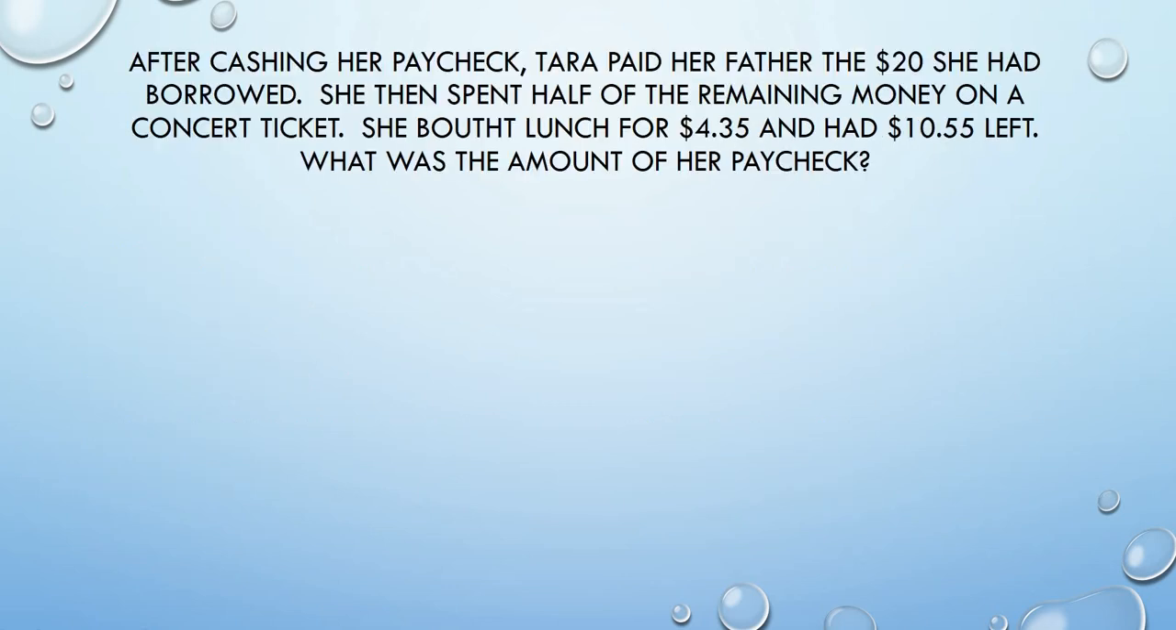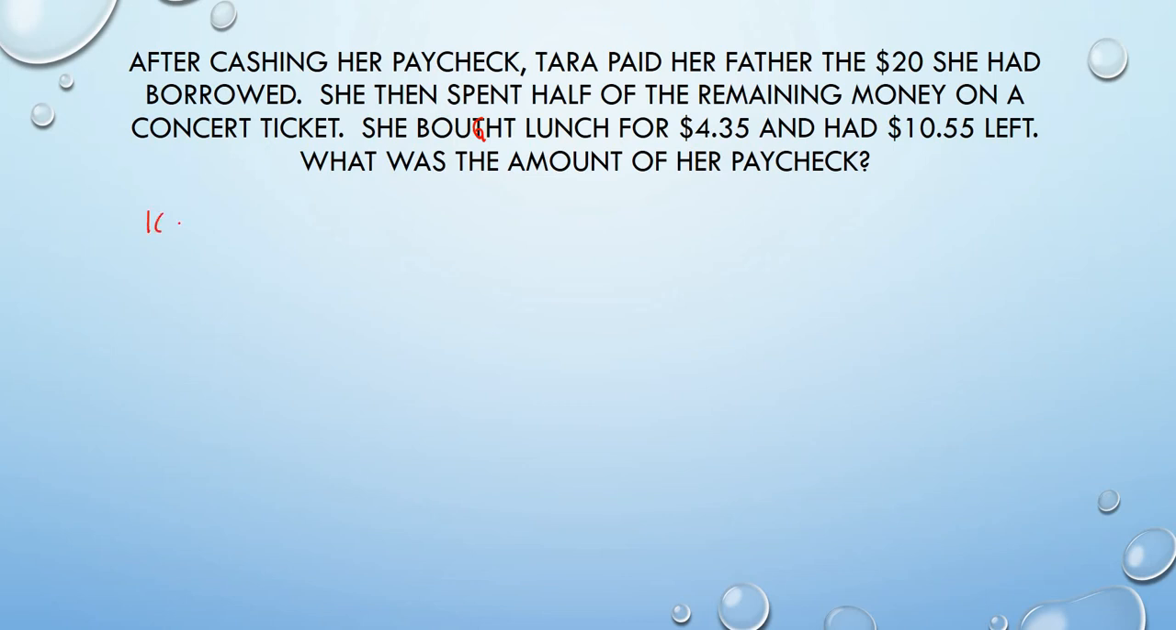So copy this down. After cashing her paycheck, Tara paid her father the $20 she borrowed. She then spent half of the remaining money on a concert ticket. She bought lunch for $4.35 and had $10.55 left. What was the amount of her paycheck? This seems like a good one that I could work backwards on.